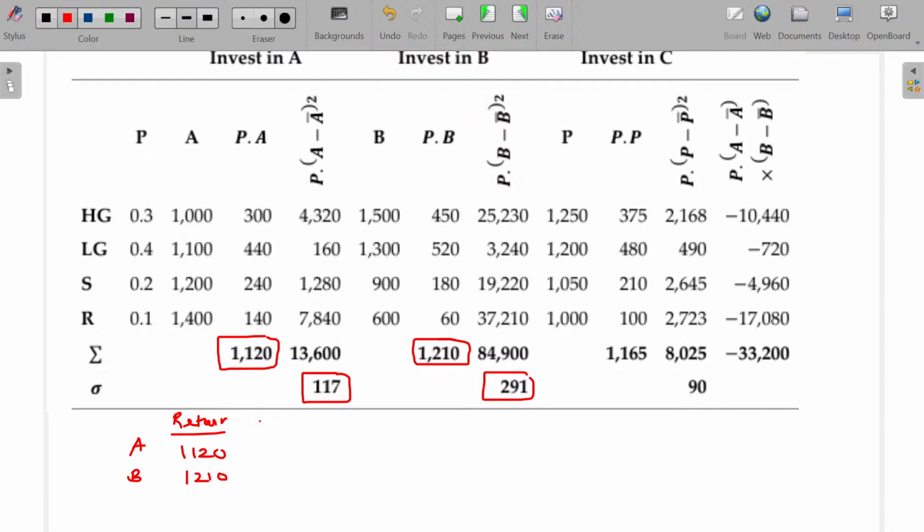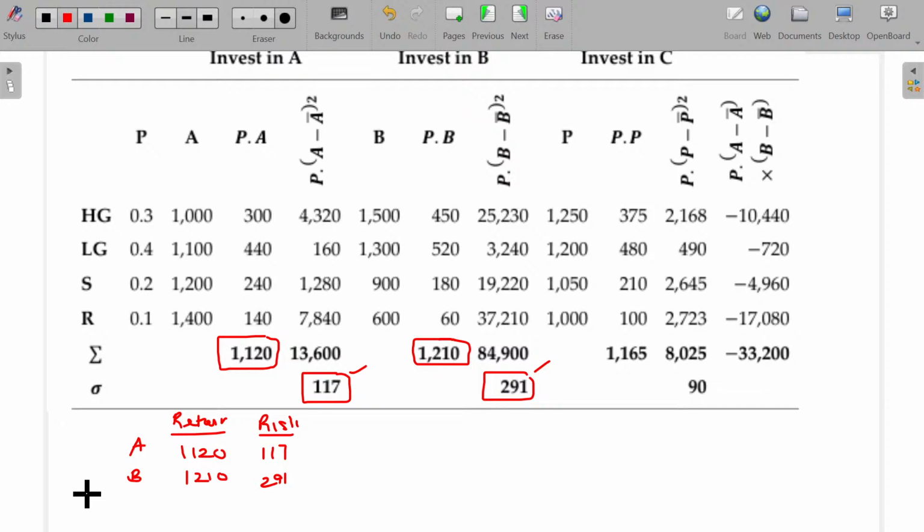And what about the risks, sir? A gives you lesser return, but risk is also lesser, 117. But in case of B, risk is higher. So if you are a risk taker, then you can invest in B and take the challenge to get higher revenue, never bothering about losing your money. But if you don't want to lose your money and you need to moderately gain, if your attitude is risk averse, then you can invest in A. That's how we can give the suggestion.